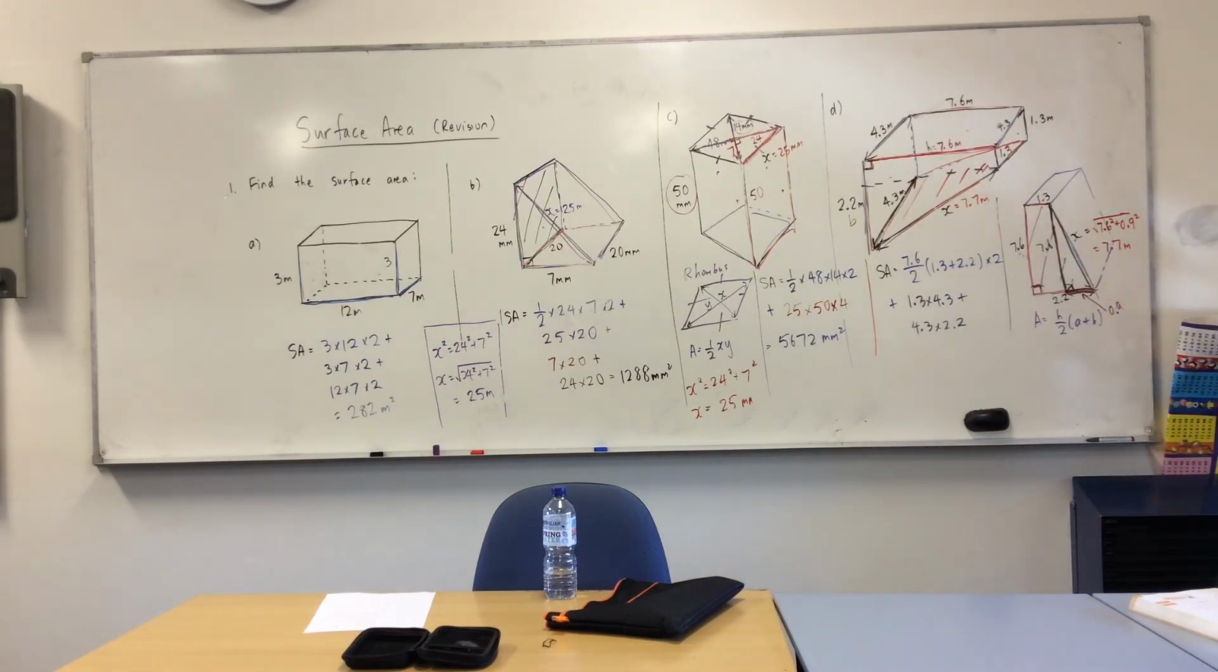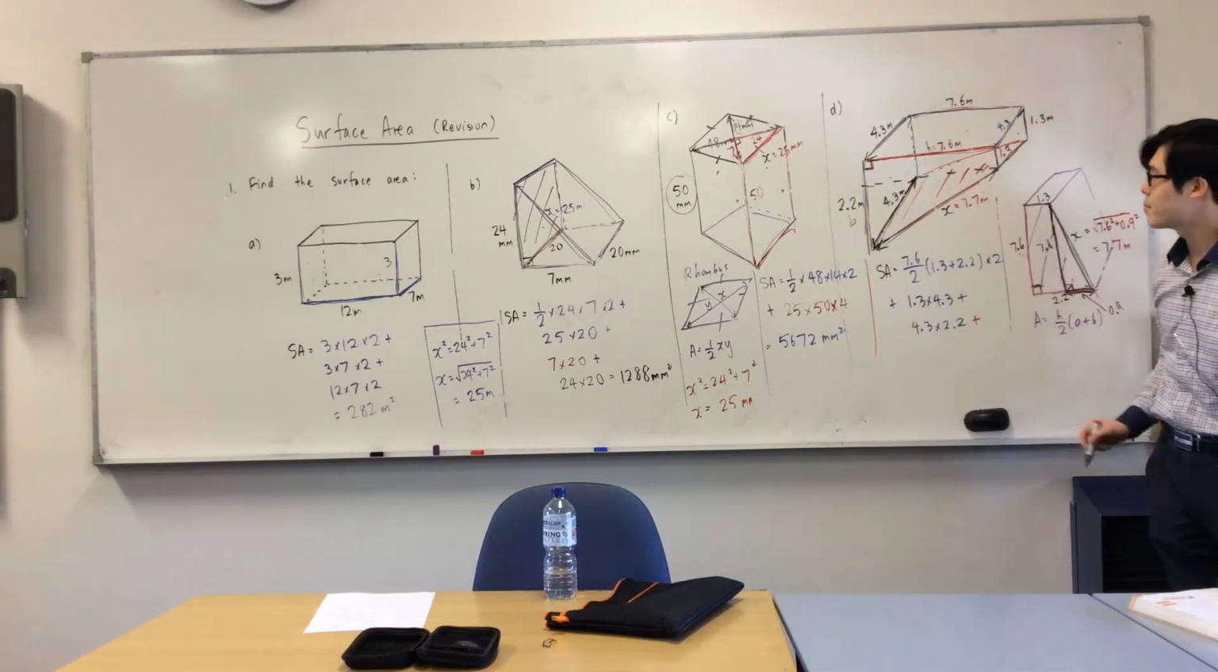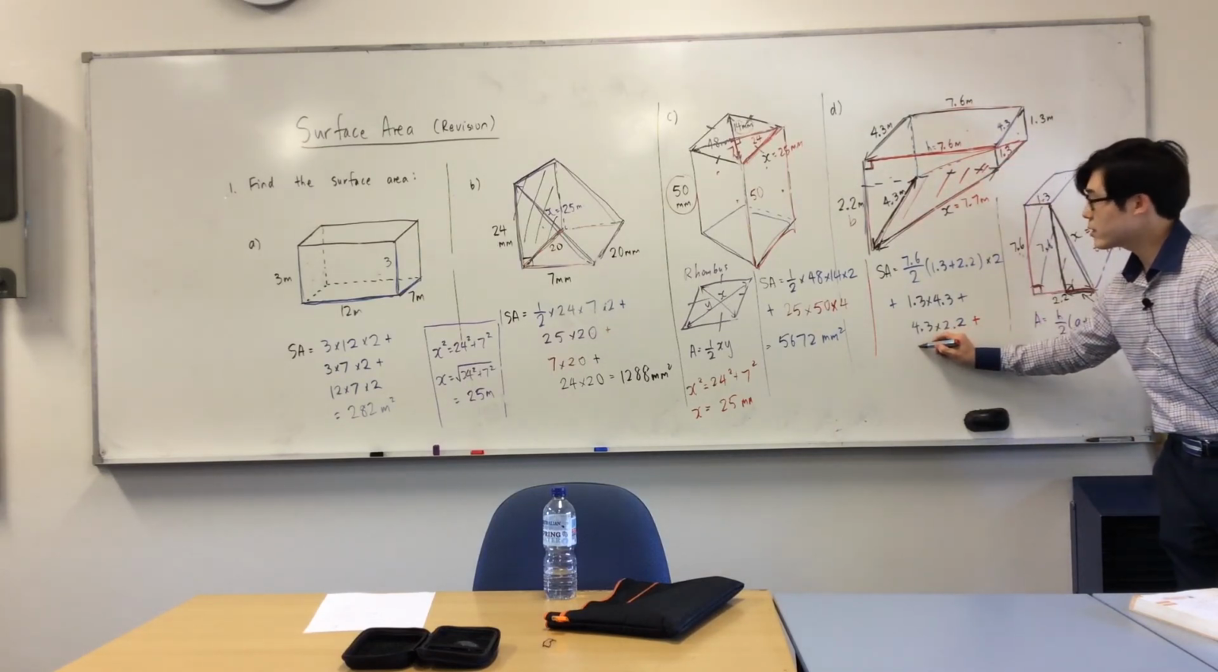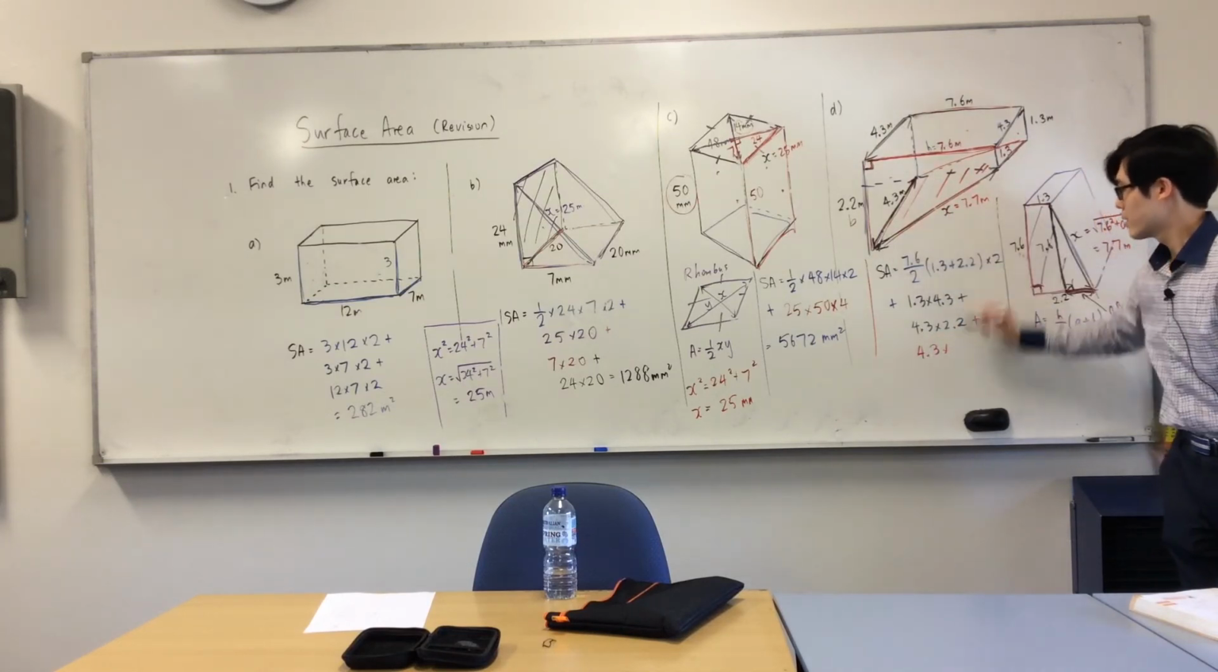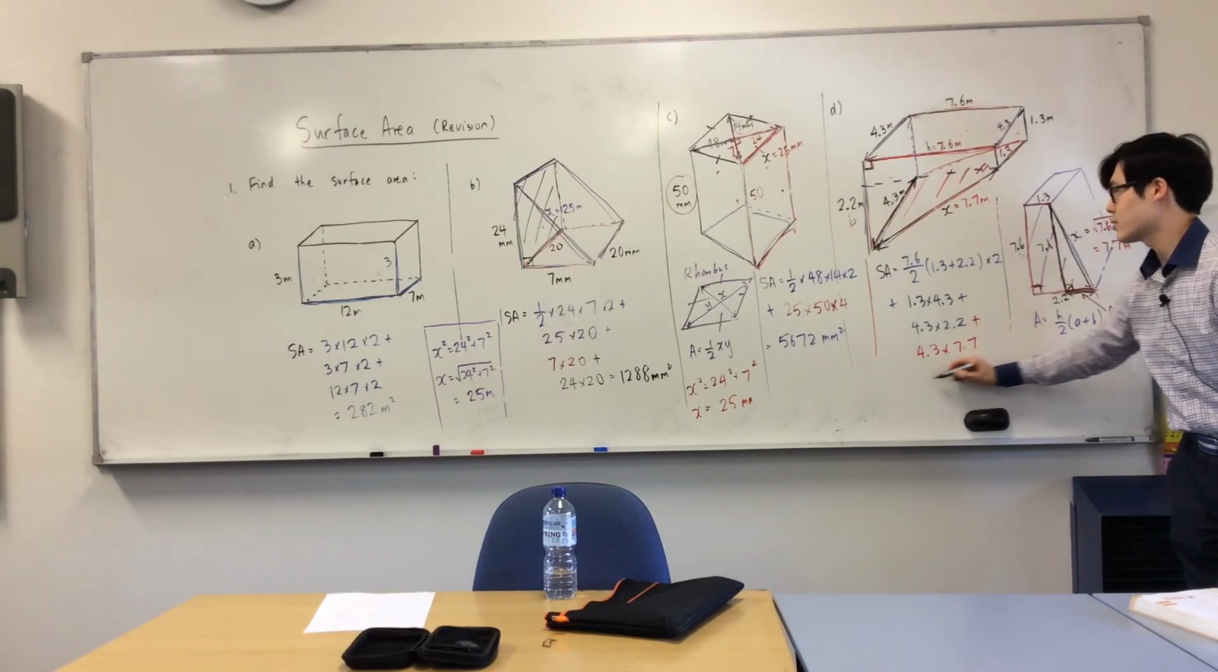We're done now. What do we need to do? Come on, final part. What do we got to do? Add the area of the bottom area, which is 4.3 times what? 4.3 times 7.7. Good. And you just need to put that in the calculator.